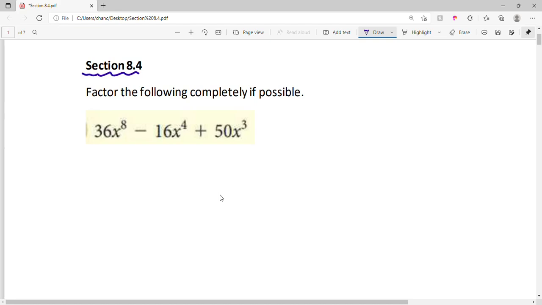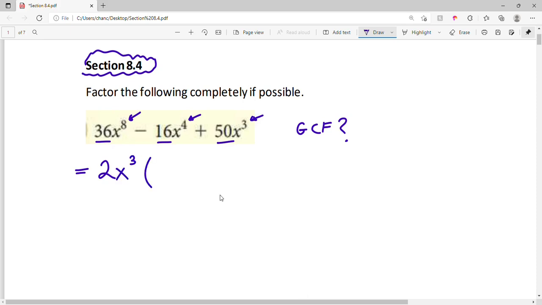Let's look at section 8.4. Factor the following completely if possible. The most important factoring strategy is to ask, is there a GCF? In this case, I noticed the 36, 16, and 50 have a common divisor of 2. And if we look at the exponents, we have x to the 8th, x to the 4th, and x cubed. They have at least an x cubed term that can be factored out of each one.